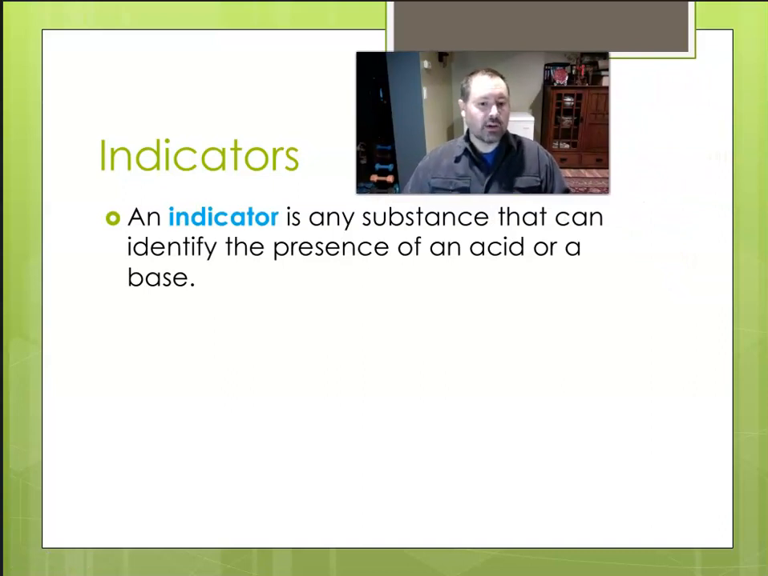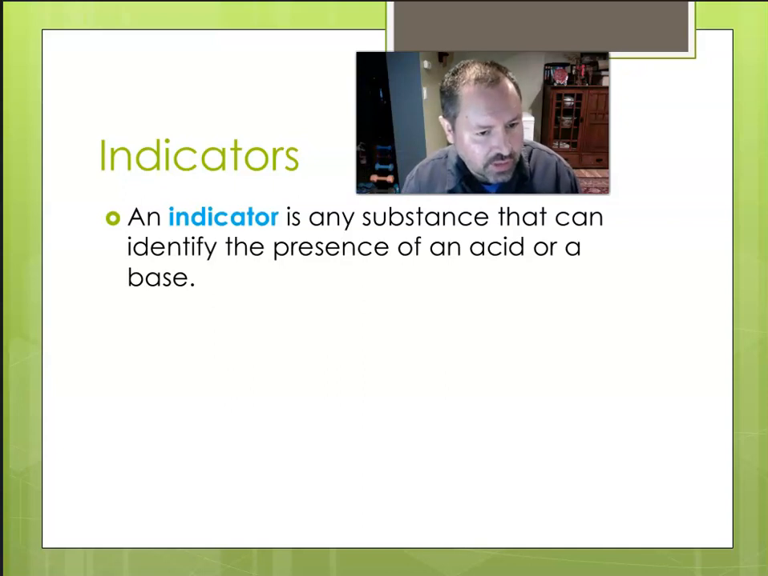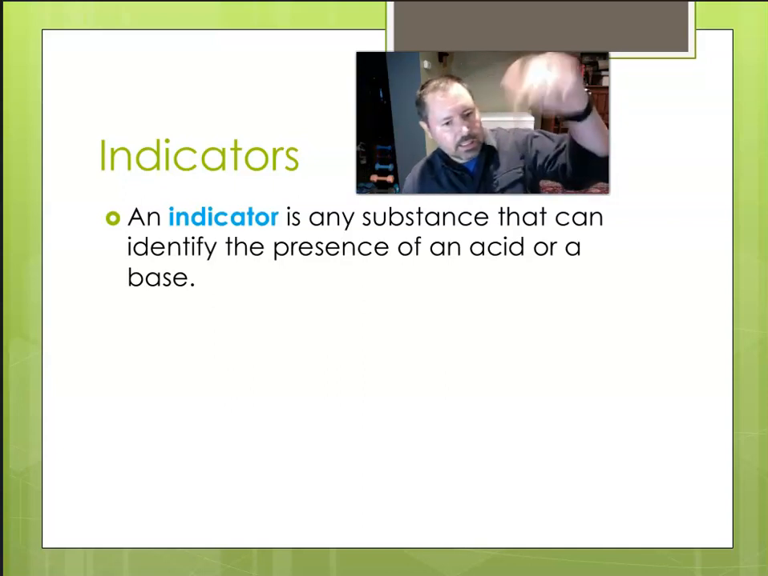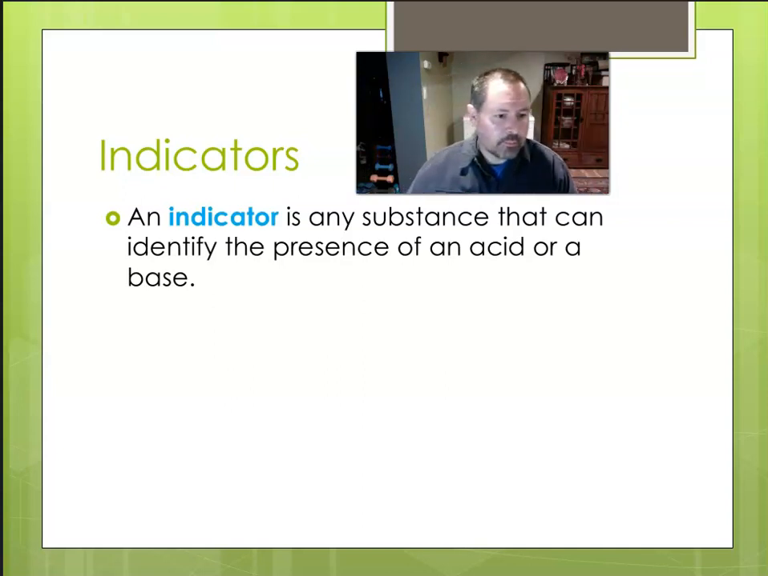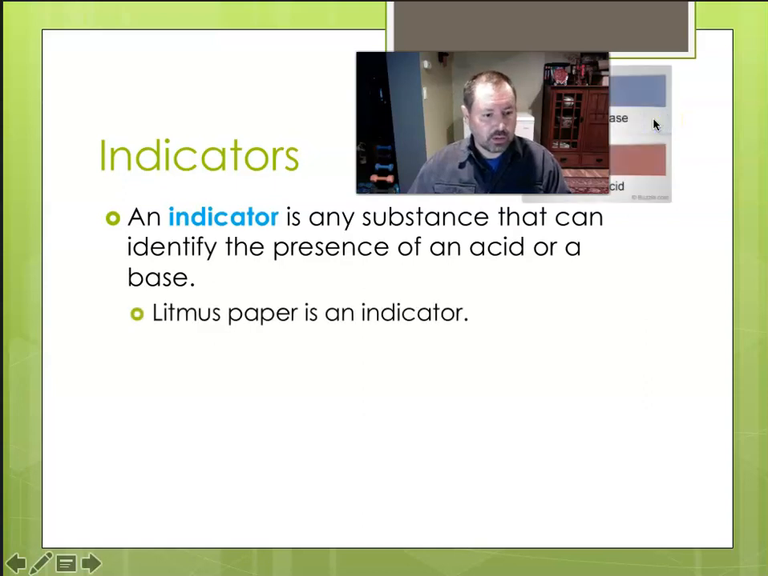Okay, so indicators. One of the things that I wanted to show you as a demonstration in class, I'll have to find a video for it. If I do, I'll link it down below. But I wanted to show you a demonstration when it comes to indicators. An indicator is any substance that can identify the presence of an acid or a base. It lets you know if the solution is an acid or a base. That's what an indicator does. It indicates that for you.